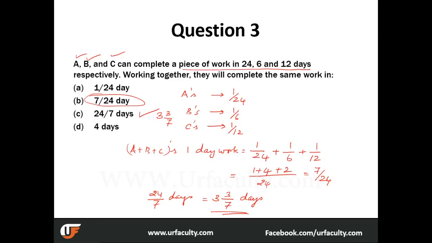The basic logic being they take 24, 6 and 12 days to complete the work. 7 by 24 is less than a day. So they cannot complete the work in less than a day, and 1 by 24 is way too little to complete the task. We know that 7 by 24 is the amount of work that they can complete in one day together, right? So the reciprocal of that, 24 by 7, is the answer.